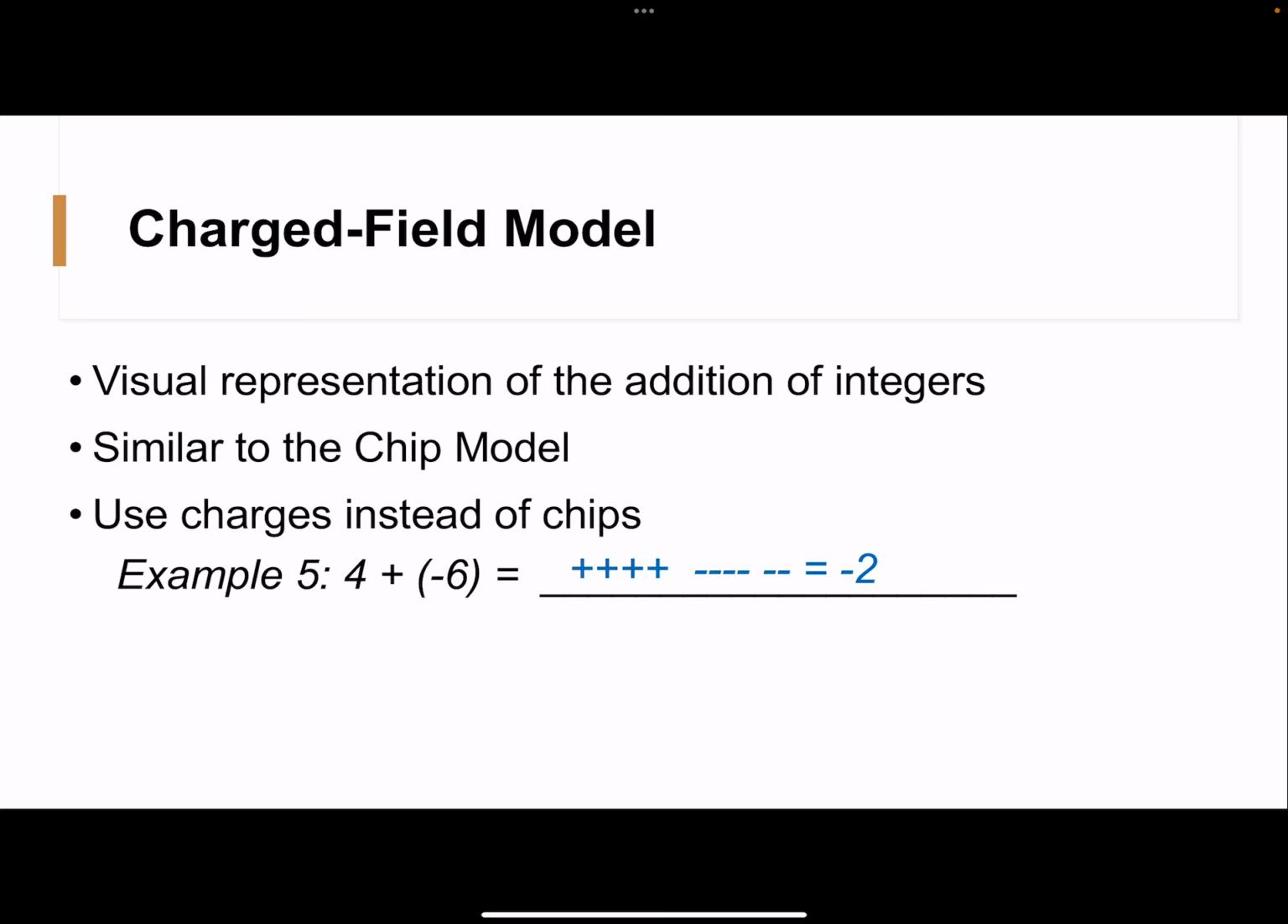If I do 4 plus -6, you can see that I take 4 plus signs to represent the positive 4, 6 negative signs to represent the -6, and again, we go through teaching them about making zeros. We cancel them out until I can't cancel out anymore, and I'm left with 2 negative charges. So my answer, again, would be -2. Again, a good model because it's very visual.